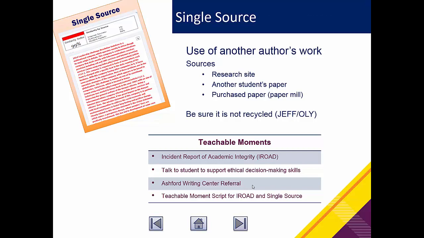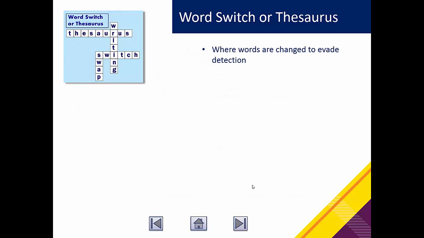In the word switch or thesaurus writing, words are deliberately changed to evade plagiarism detection. There are online tools that can be used to systematically convert words throughout a paper while retaining the same general theme. However, word switch papers stand out when sentences don't make sense.